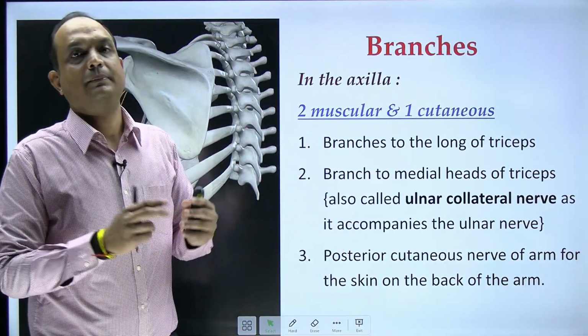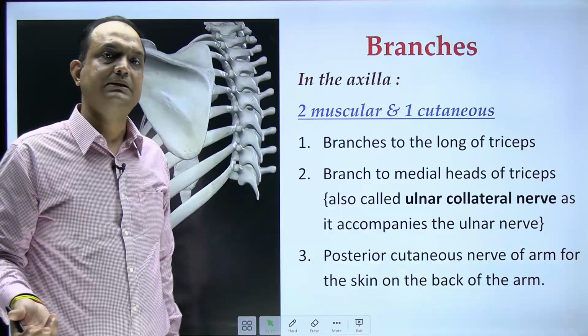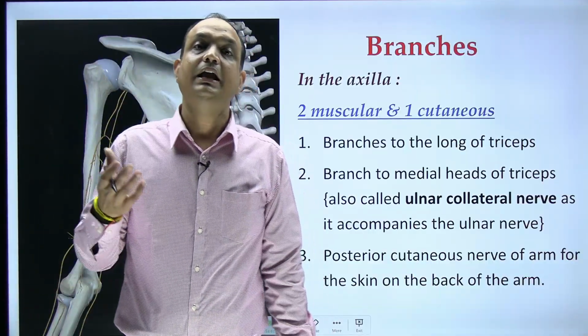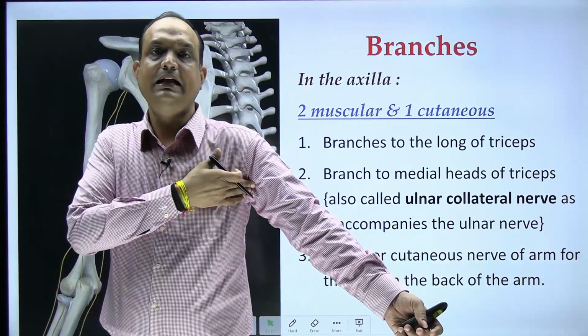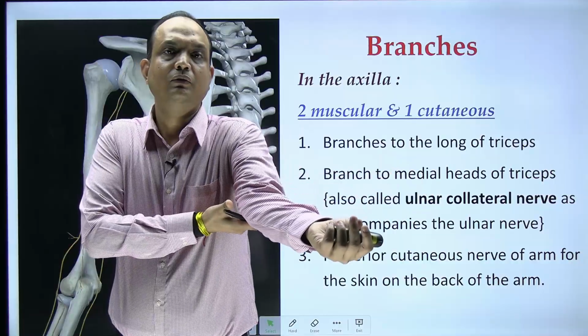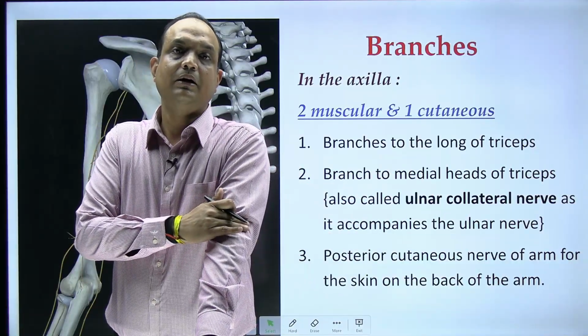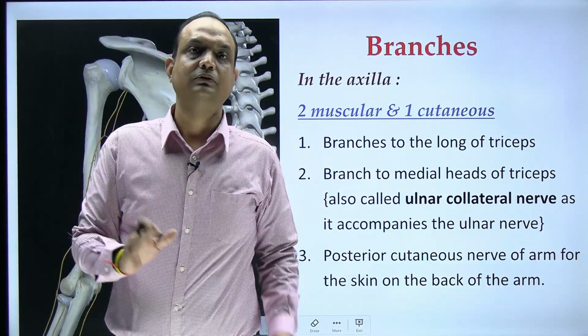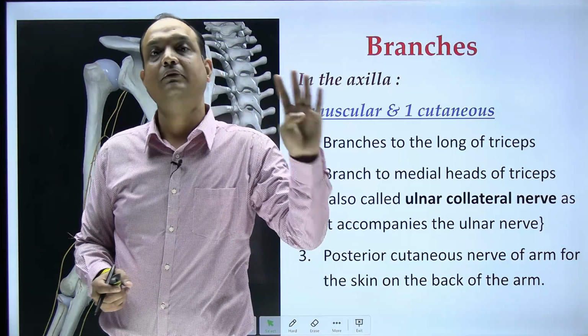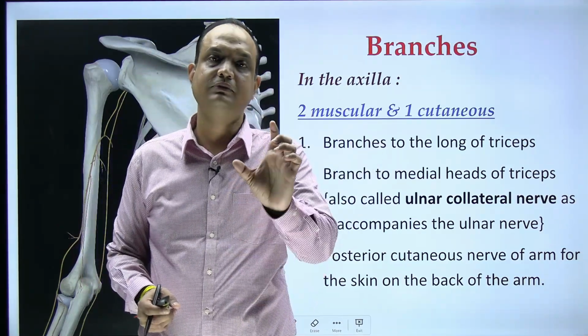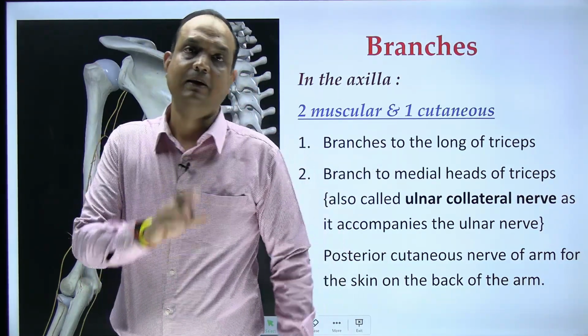So what are the branches? Now the branches are divided area wise. That means the branches in the axilla, the branches in the radial groove, the branches in the lower part of the arm, and the terminal branches. So you will have four sites where you will have the different branches. First we will see the branches in the axilla.